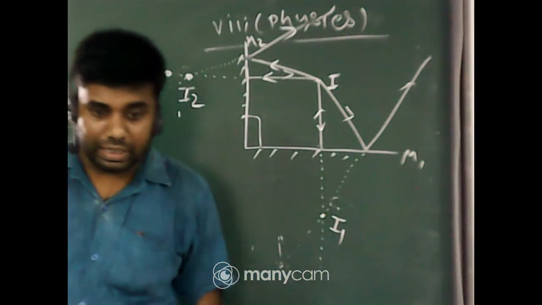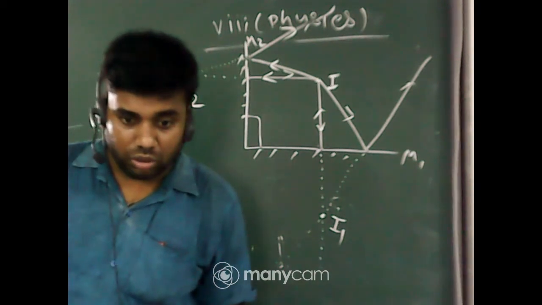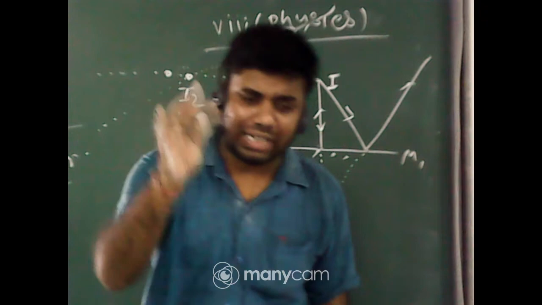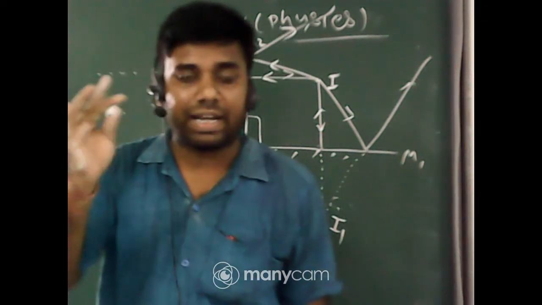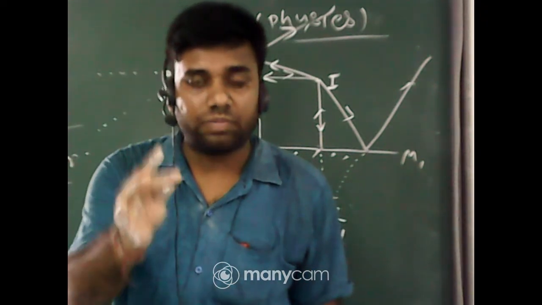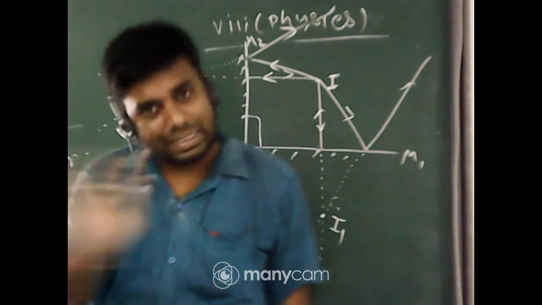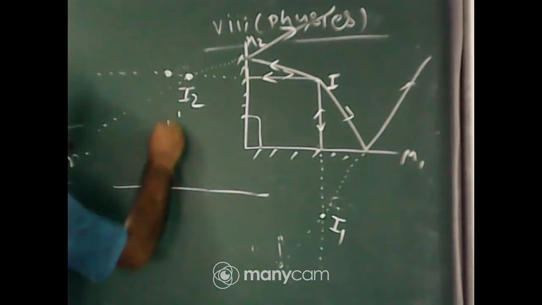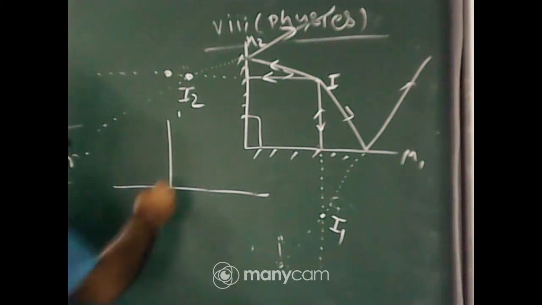What is said? Explain. It is the law of reflection. The angle of reflection and the angle of incidence are the same. First of all, tell me, what is this? It is the normal.